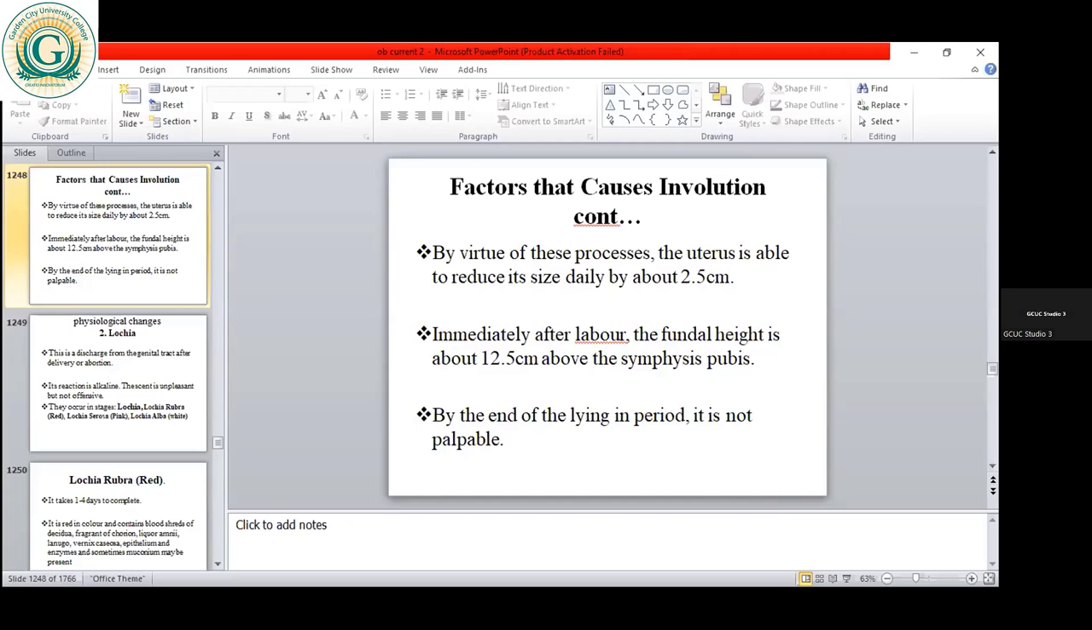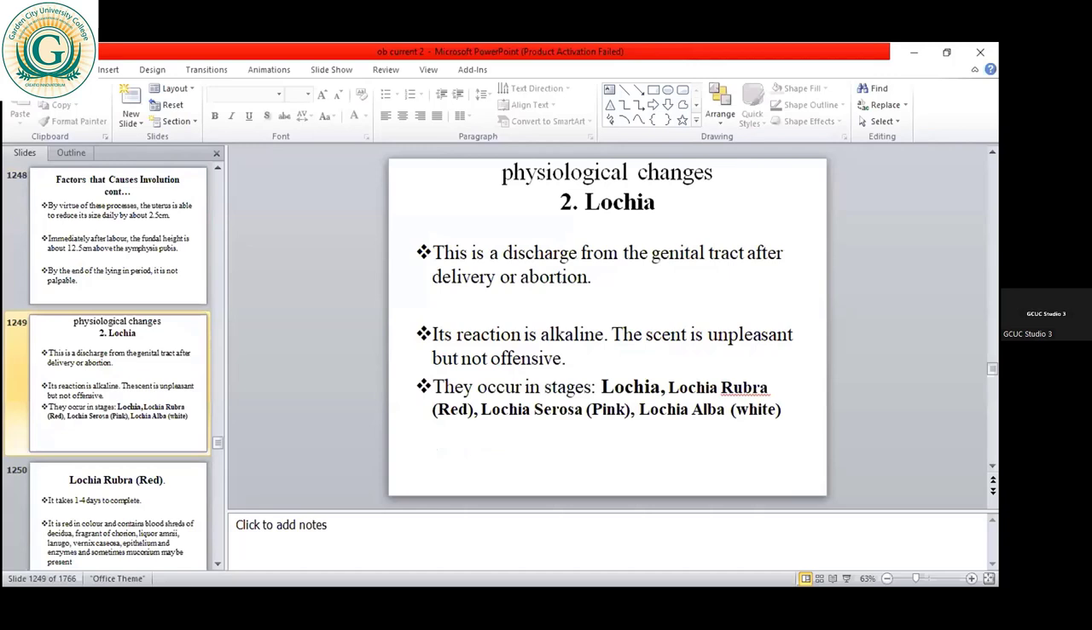During the lying-in period, the midwives measure the fundal height, and we expect the uterus to go back within a certain period of time. By the end of the lying-in period, you should not be able to palpate the uterus. It means the uterus has gone back to the pelvis. Then we have lochia.